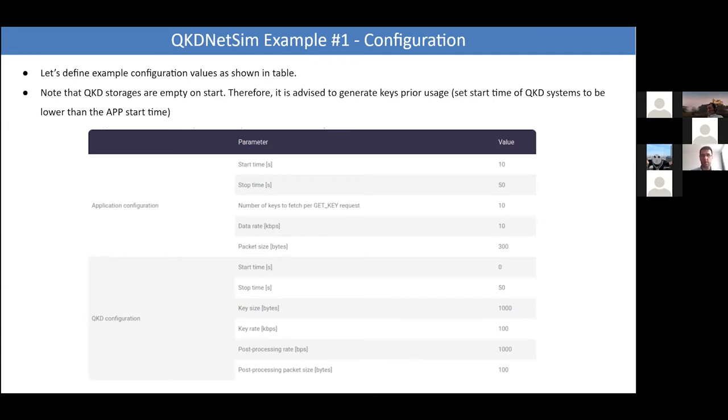Let's see what results we achieved with this current version of the simulator. As I said, the other versions and other deployment functions are under heavy development. If you go to the simulator in your web browser and specify the values as shown in these tables, most of these parameters are set by default. We didn't change too many in this specification, just to be very accurate about the demonstration. The QKD storages are empty at the start. That's very important. Your QKD system should start at least 10 seconds or a couple of seconds earlier, before the application starts to consume keys. Otherwise, it doesn't make sense.